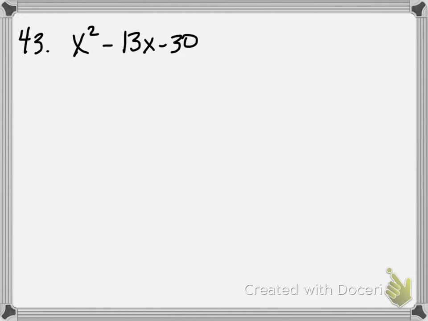So on 43, we're going to do the same thing, the numbers that multiply to give us negative 30 and add to give us negative 13. So just offhand, I'm thinking 2 and a negative 15. But I want to show you another way to do it. What you can do for any quadratic, whether you have a coefficient of 1 or not, is multiply the first term and the last term together, which would give us negative 30x squared. If I had a different coefficient in front of x squared, that would make the number bigger.